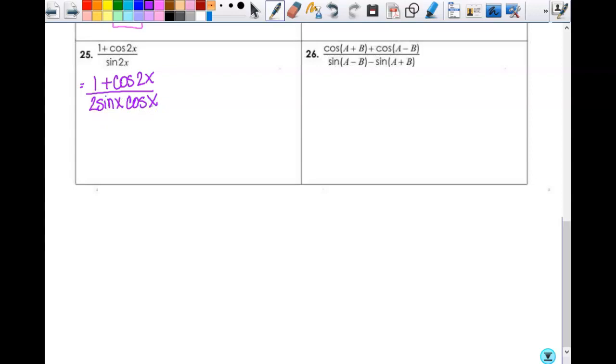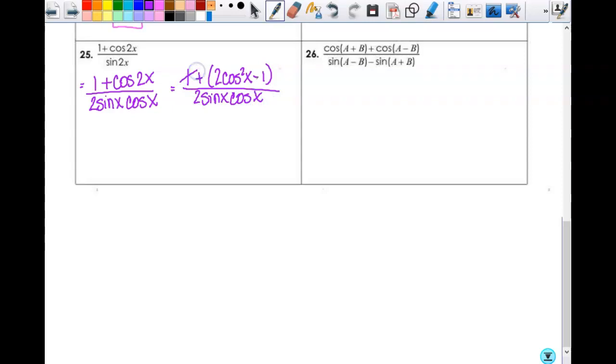So I'm thinking that I would like for that 1 to be able to go away. So if I look at my options for cosine of 2x, I've got two of them that have 1s in them. And the one that I could substitute in that would help that 1 zero out is the 2 cosine squared x minus 1. So this is going to be 1 plus, and then I got 2 cosine squared x minus 1 all over 2 sine x cosine x.